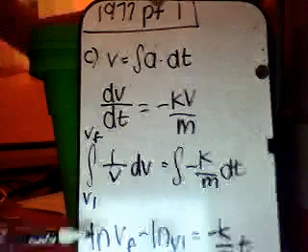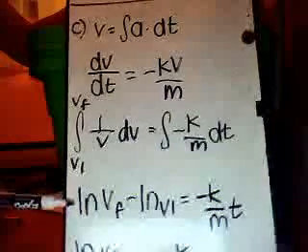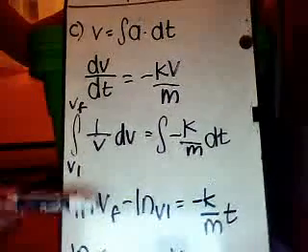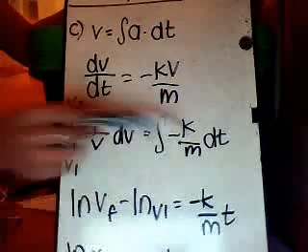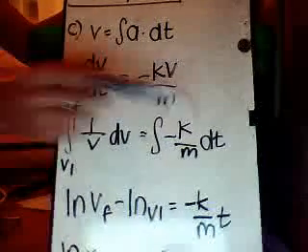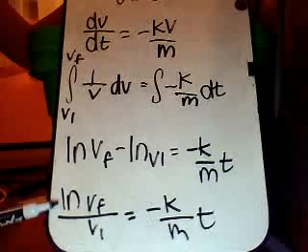Now, integrating that becomes ln vf minus ln vi equals negative k over m t, because you could take the negative k over m out since it was a constant, and the integral of dt is simply t. And simplifying that more, you get that.